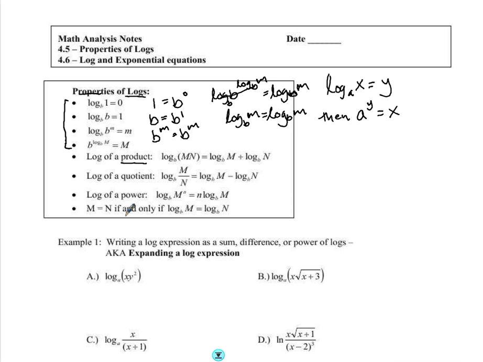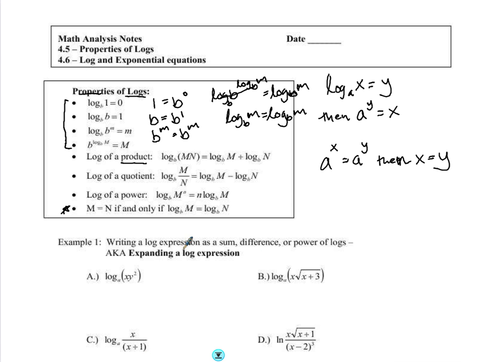This is also a biconditional, very similar to what we did back in exponents. Remember in exponents, if I had a to the x power is equal to a to the y power, then I can say that x is equal to y. So that's also true with logs. It is a biconditional, so it can go either way. I can add logs or I can take them away as long as the bases are the same.